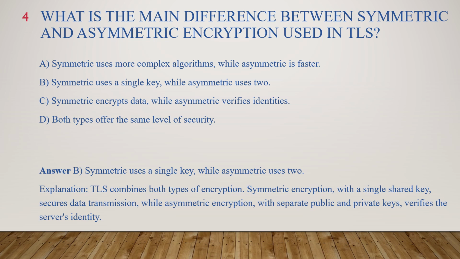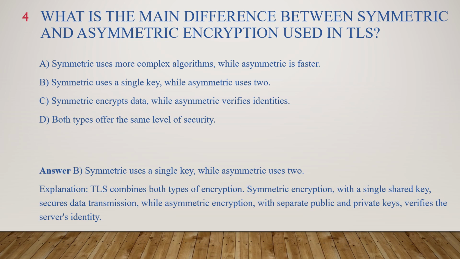Asymmetric encryption uses a pair of keys, a public key for encryption and a private key for decryption. The public key can be freely shared, while the private key must be kept secret. Ideal for establishing secure communication channels and verifying identities. But slower than symmetric encryption due to complex mathematical operations.